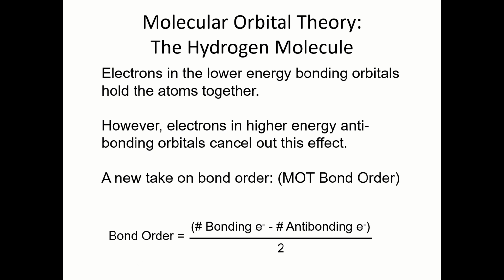Electrons in the lower energy bonding orbitals are what hold atoms together. Electrons in the anti-bonding orbitals are going to cancel that effect out. And so if we want to determine the bond order, we're going to use this simple equation where we take the number of bonding electrons minus the number of anti-bonding electrons and divide by 2.